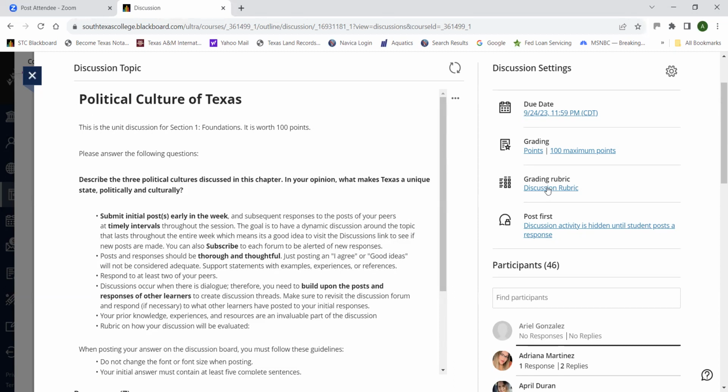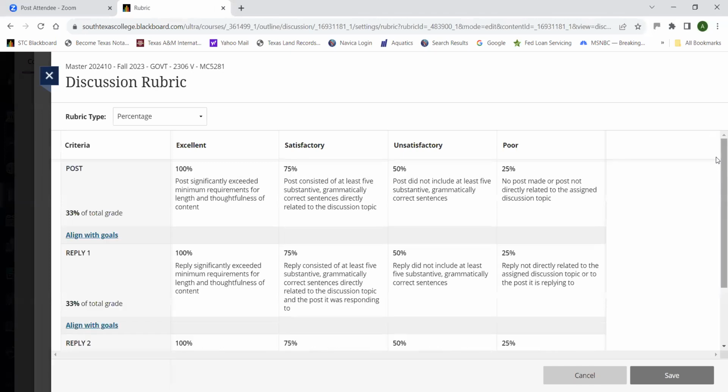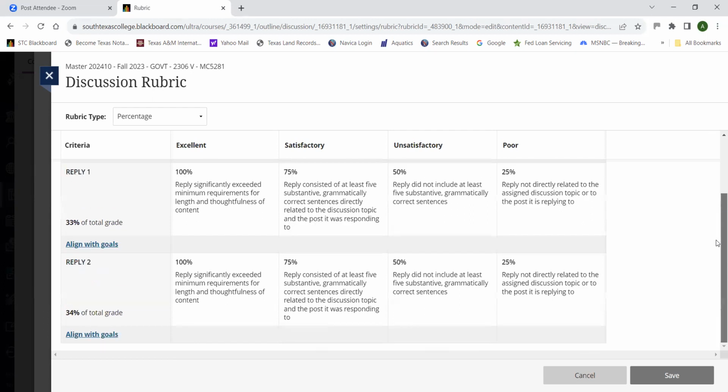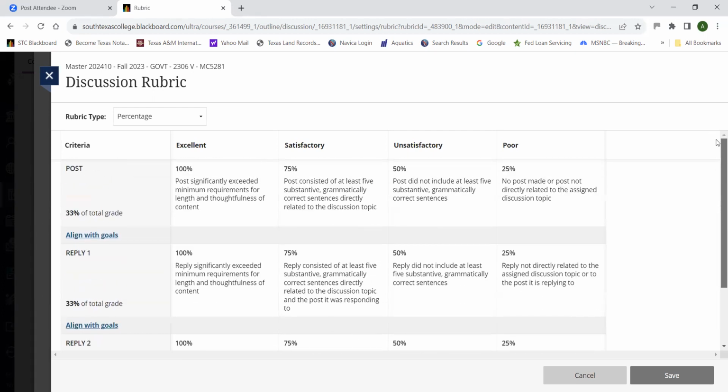Okay, so if there are no questions, then the last thing we're going to cover here with the discussion is the rubric. Let me show you all what the rubric looks like. So this is the rubric, okay? Each post is going to be worth about a third, pretty much. So this is what I'm looking for.